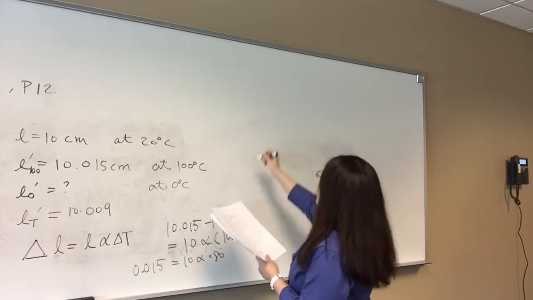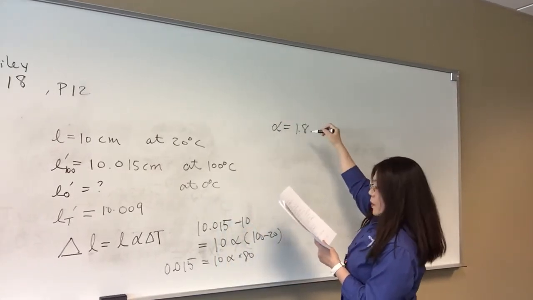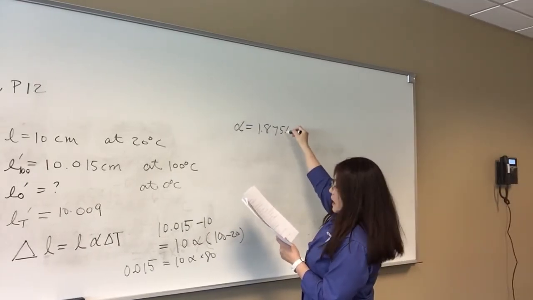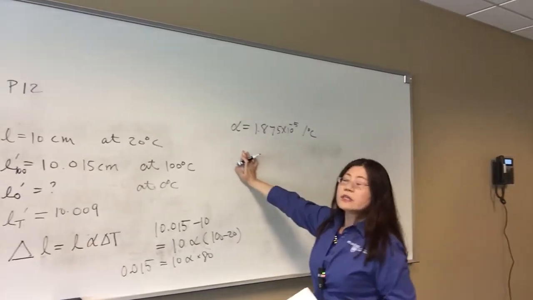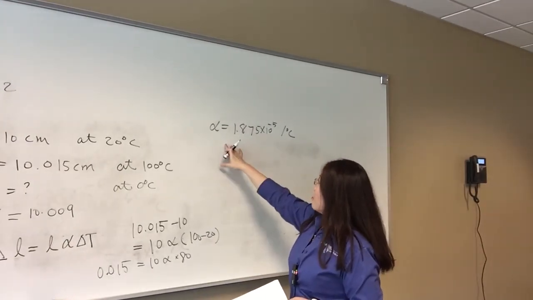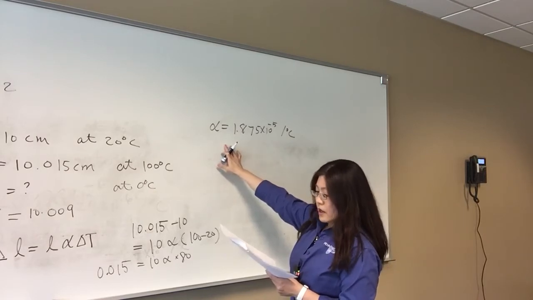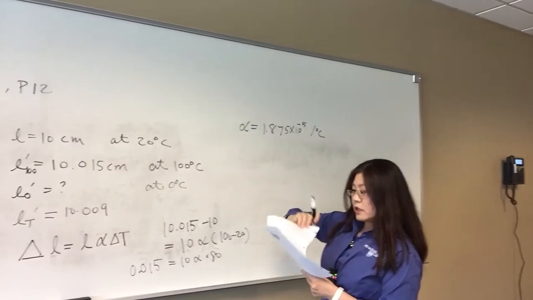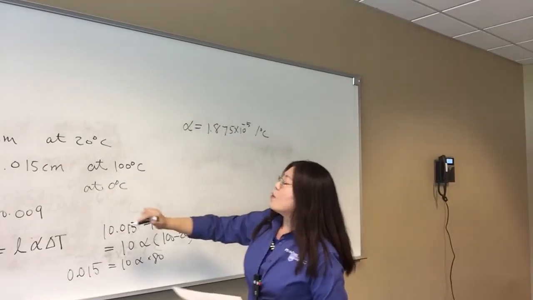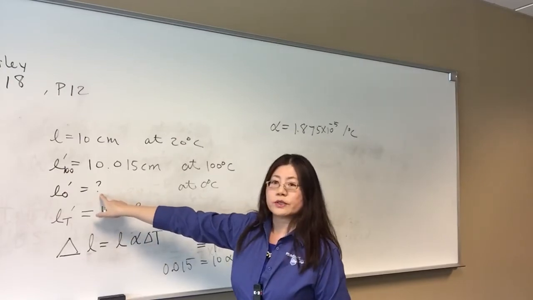So we got an alpha that has a value of 1.875 times 10 to the negative 5th per degree Celsius. So this is the coefficient of linear expansion for aluminum alloy, that kind of material. And then once we have that, let's see, what do we want to find? We want to find what is the length when the temperature drops down to 0 degrees.